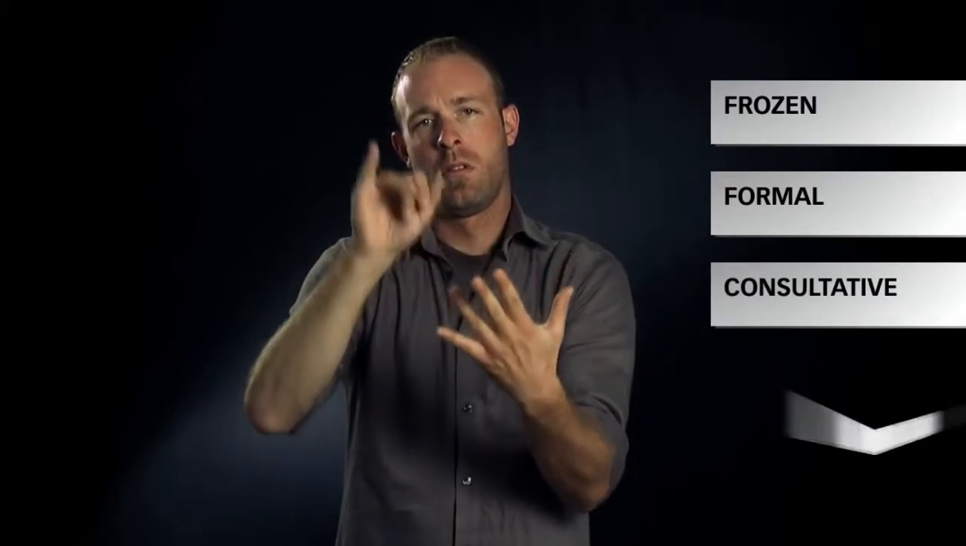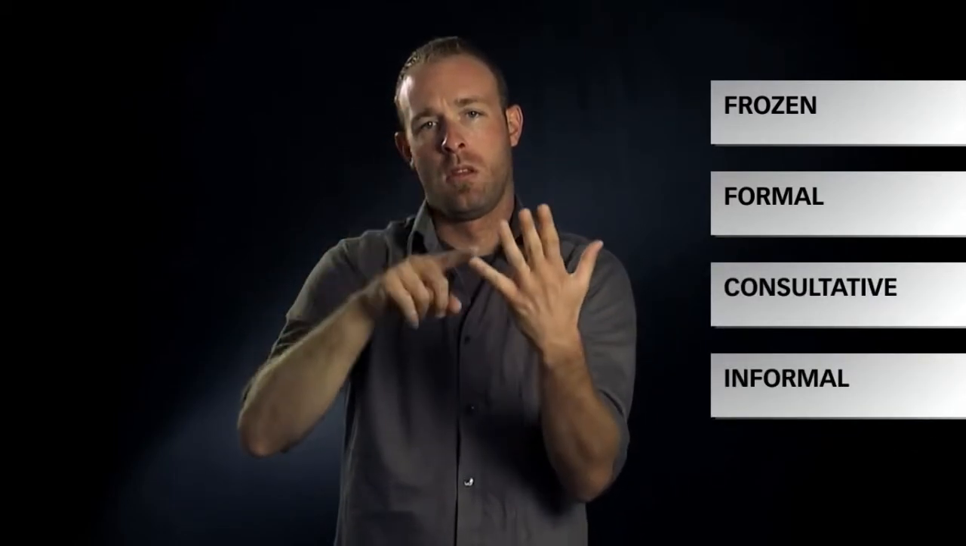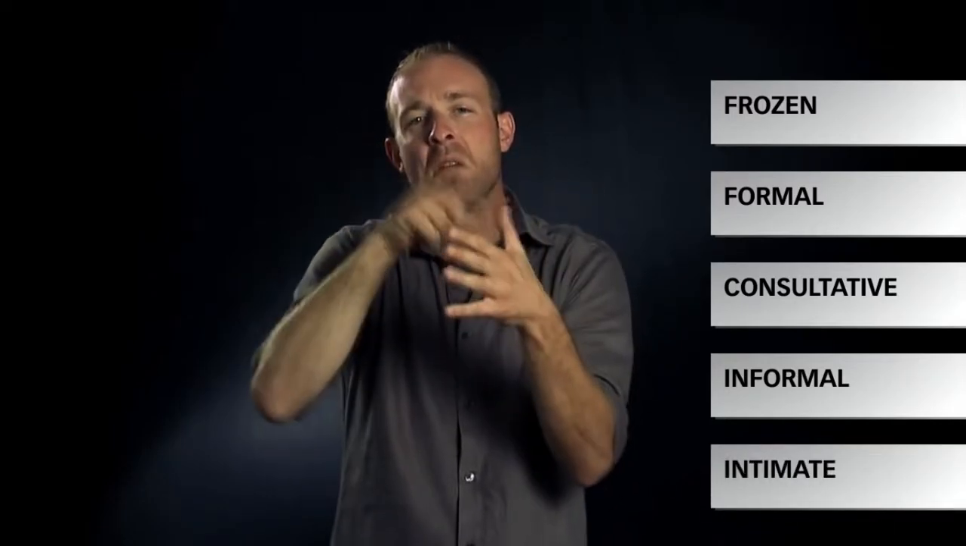So the first register is frozen. The second register is formal. The third is consultative. The fourth is informal. And the final register is intimate.